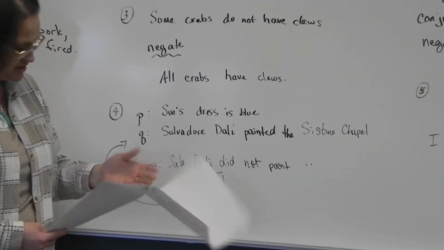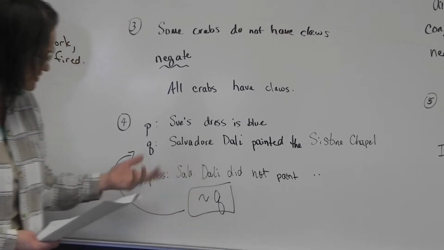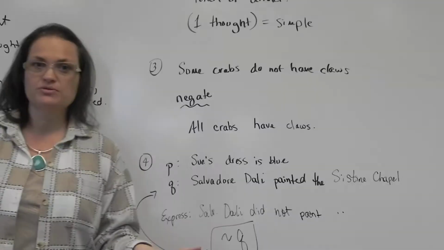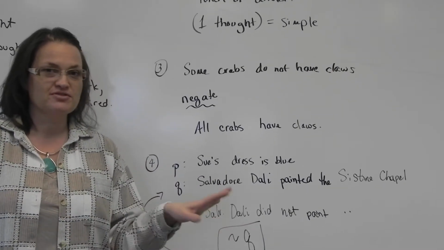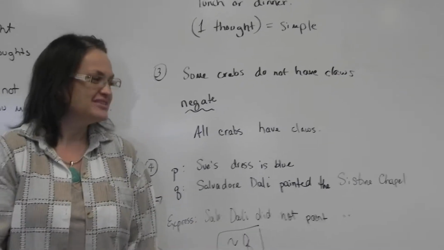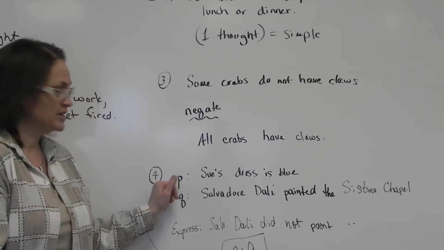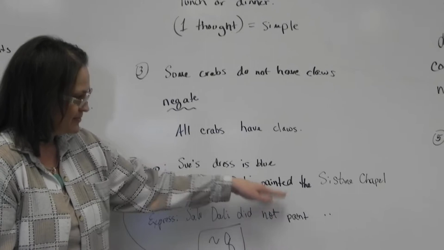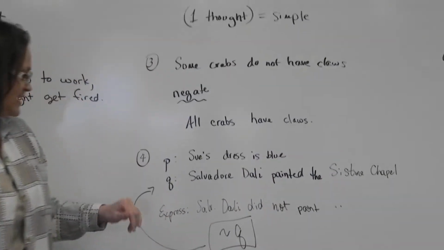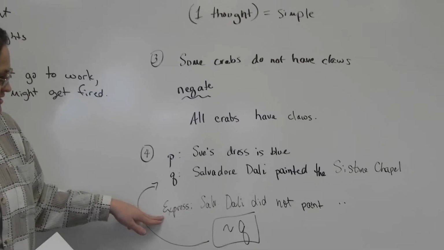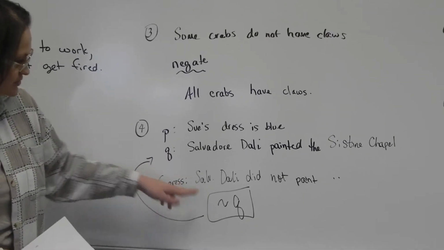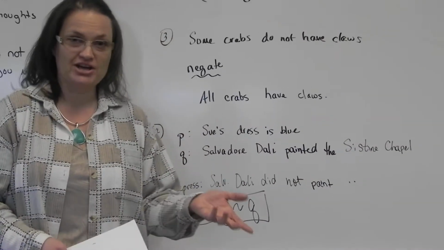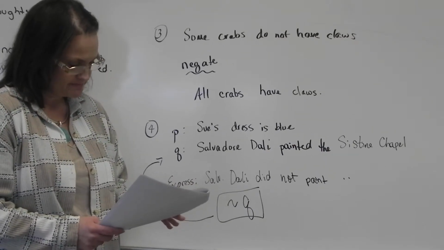Number 4, now we get into using the symbolic language and using a negation. We have 2 statements listed, a statement P and Q, and don't try to get too analytical about what the statements mean. They're just statements of thoughts. They might be weird thoughts, but that's not for us to judge. Here's statement P, that Sue's dress is blue. Here's statement Q, that Salvador Dali, I'm not sure I said that right, painted the Sistine Chapel. And then we're supposed to express the negation of Q. And so negation looks like this. Negation of statement Q is that he did not paint the Sistine Chapel. So just get used to using those symbols.